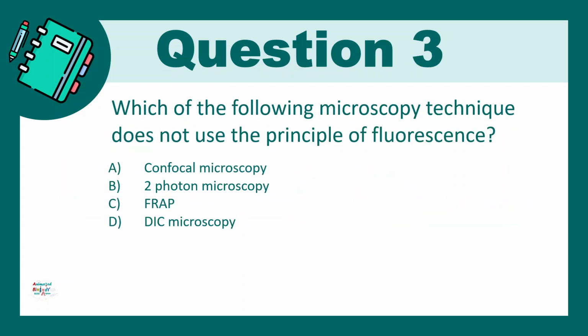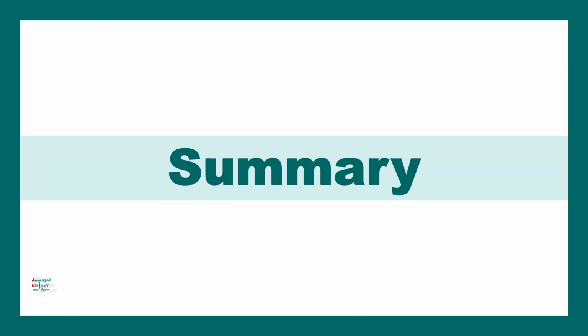Which of the following microscopy technique does not use the principle of fluorescence? Confocal microscopy, two-photon microscopy, FRAP, or DIC microscopy? Correct answer is DIC. Differential interference contrast microscopy does not use fluorescence. It uses different principle to highlight unstained specimen.